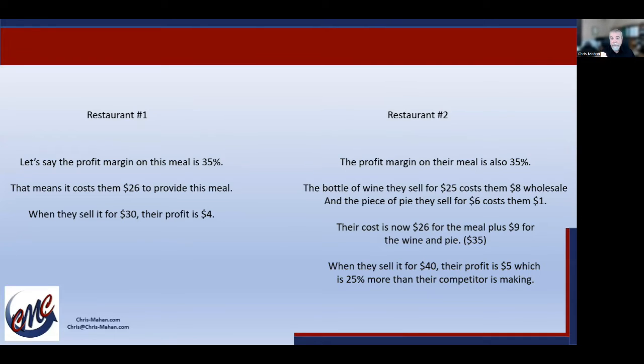more than their competitor, restaurant number one, is making. Restaurant number one's profit was $4. Restaurant number two's profit was $5. So the answer is yes, their bundle not only provided great value to their customers, it also increased their profit.